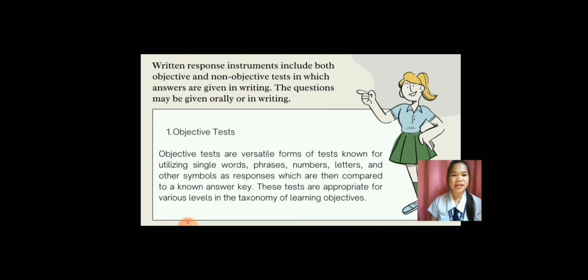Written response instruments include both objective and non-objective tests, in which answers are given in writing. The questions may be given orally or in writing. So under written response instruments, there are 2 kinds of tests, right? The objective test and the non-objective test. So let's tackle first, what is an objective test?